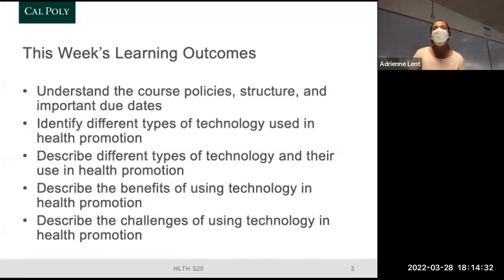All right, so these are your learning outcomes for the course. These are listed in your syllabus as well. So I'm sorry, these are this week's learning outcomes, not your course learning outcomes. We should go over those in a few slides. But this week, I want you to be able to understand the course policies, the structure and important due dates, identify types of technology used in health promotion. Your first asynchronous material that you'll complete goes over different types of technology, which you'll see on Canvas. Describe different types of technology and their use in health promotion, and describe the benefits of using technology in health promotion and also the challenges. There's some benefits as well as challenges in terms of technology.